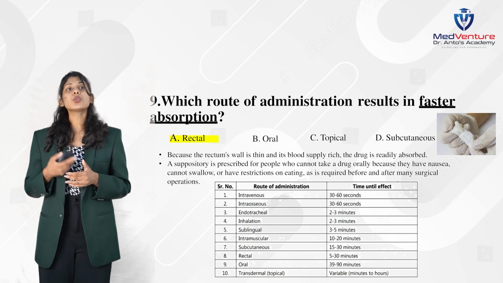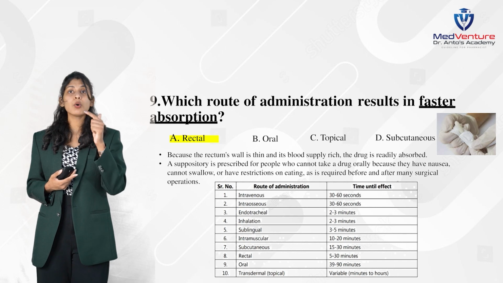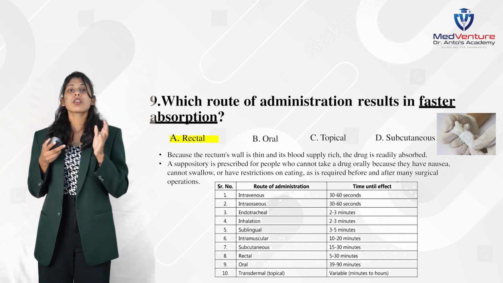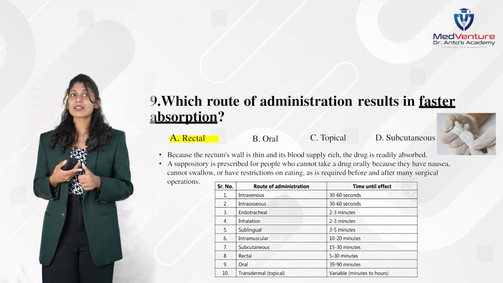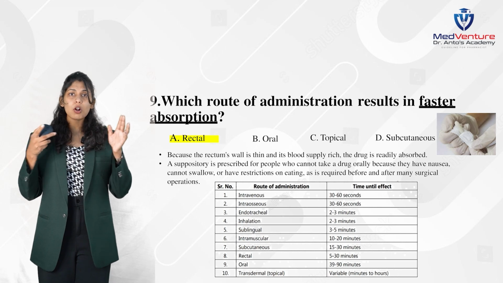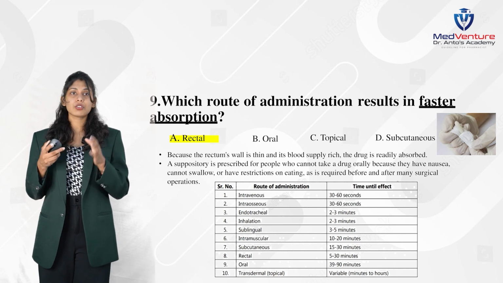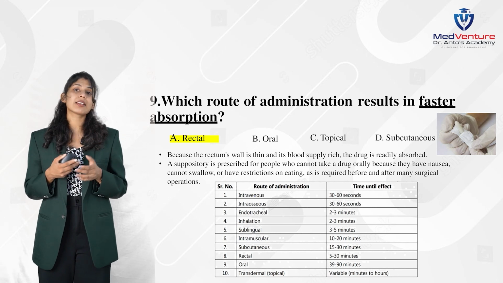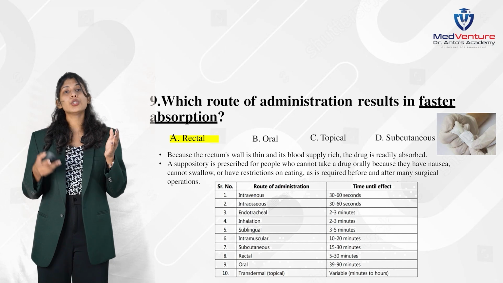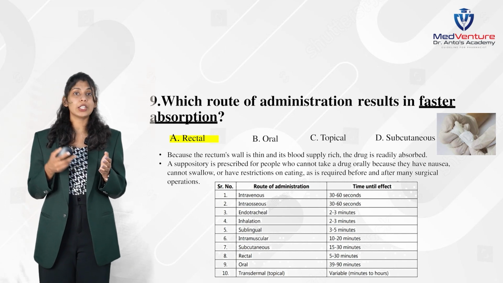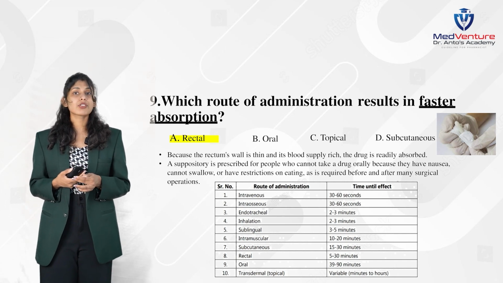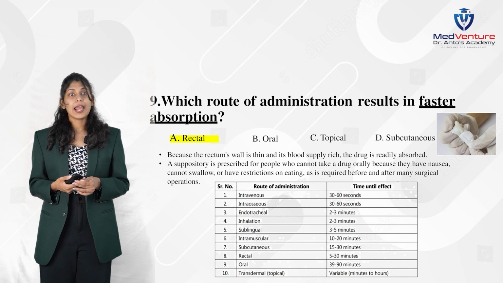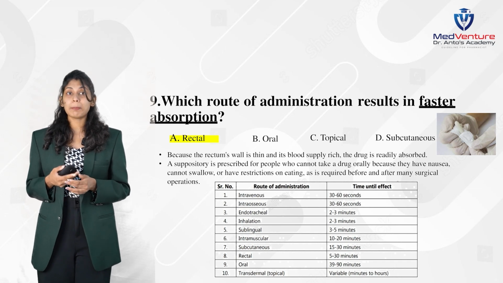Another route is the rectal route. So we have rectal, oral, topical and subcutaneous. Among these options, the rectal route has the fastest absorption, and I have also given you the list of routes and the time each takes until effect. IV, as I told you, is the fastest, at 30 to 60 seconds. Intraosseous is the same. Endotracheal takes about 2 to 3 minutes.